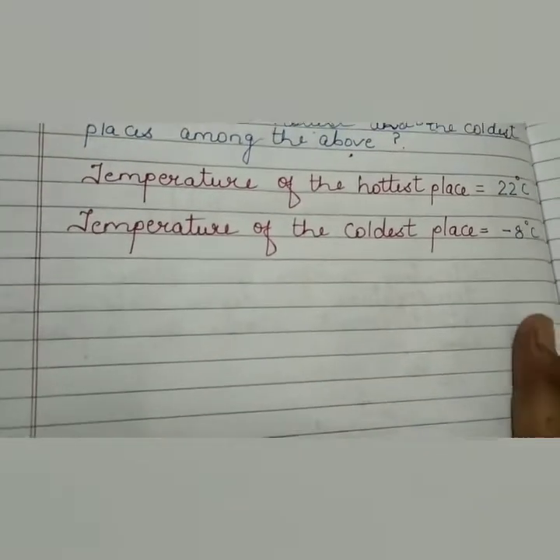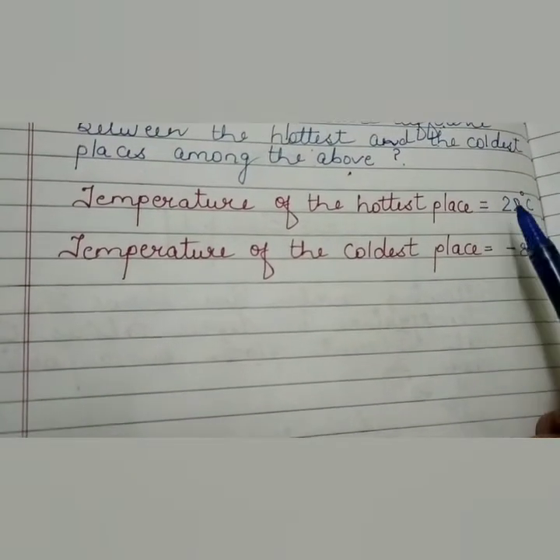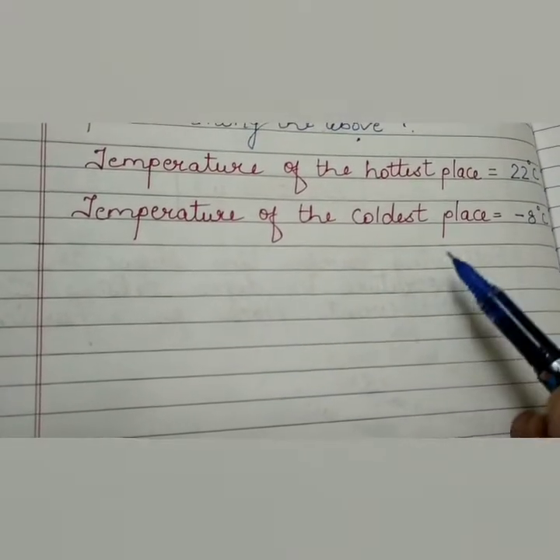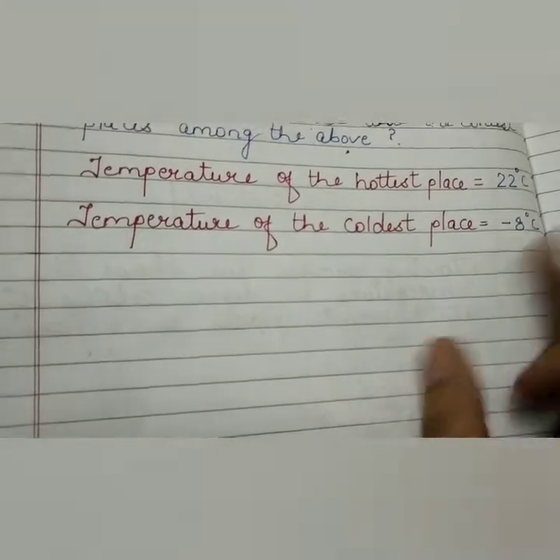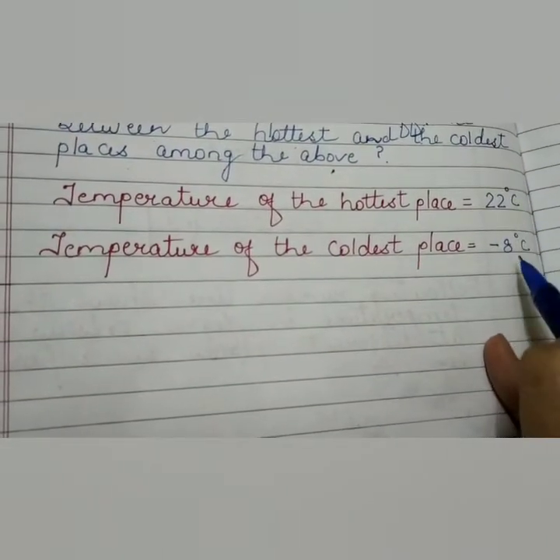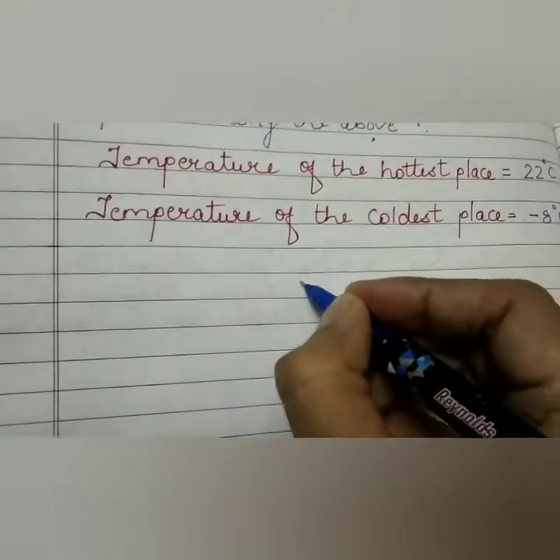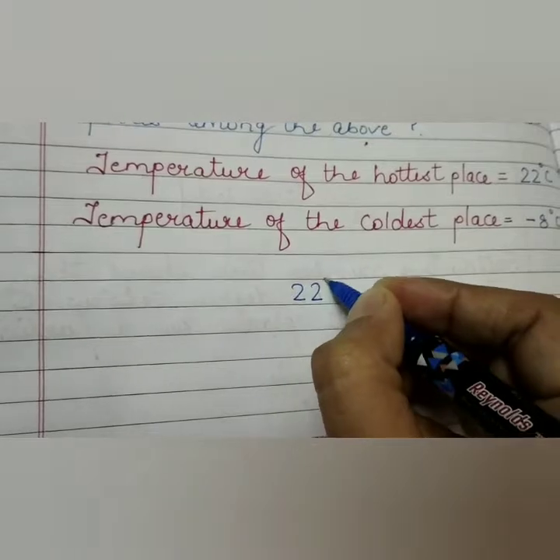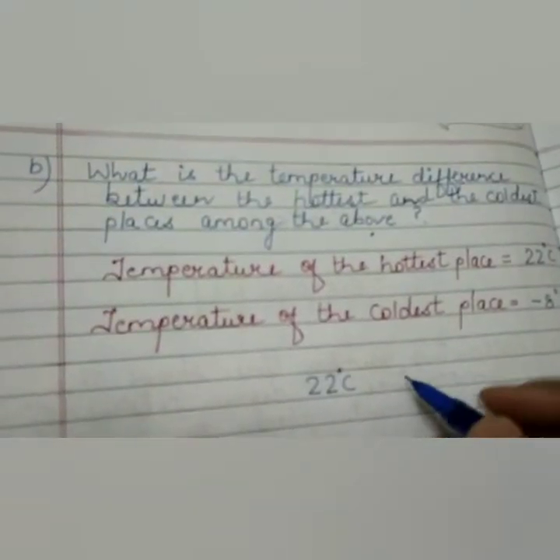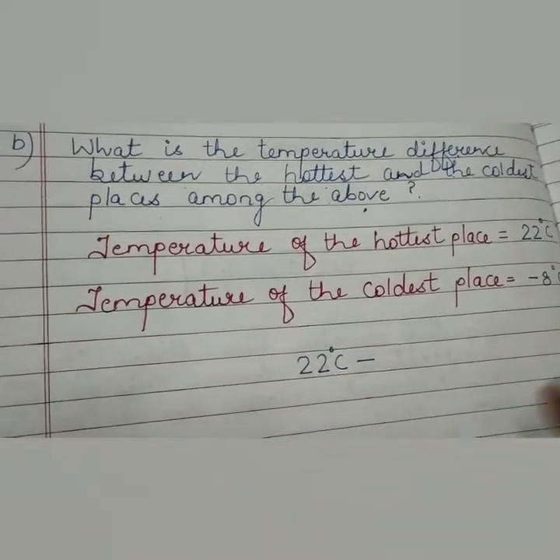Now remember students one thing, that when we are subtracting, we will always write the greater value first, then the smaller value just after it. Okay, now we have to do the subtraction also. So from these two values, I think 22 degrees Celsius is the greatest value. So we will write 22 degrees Celsius. We have to find the difference, right? So what we are going to do, we will write minus.